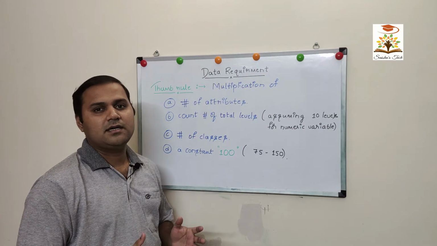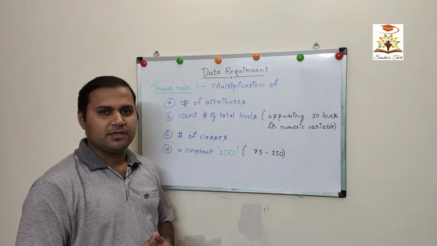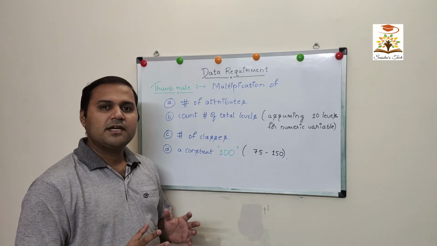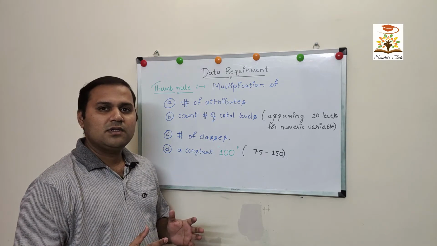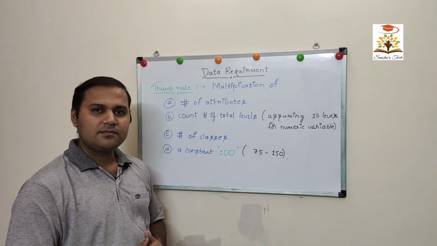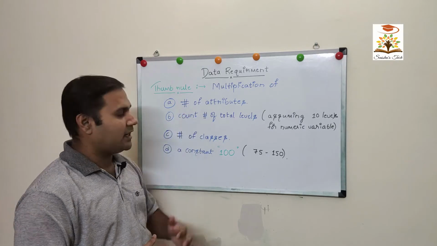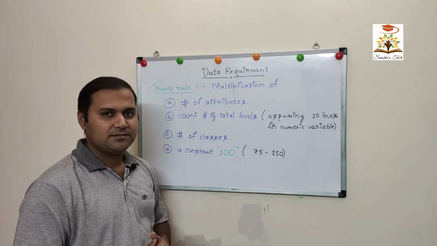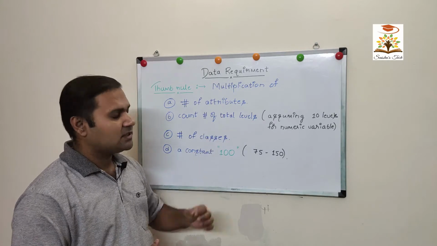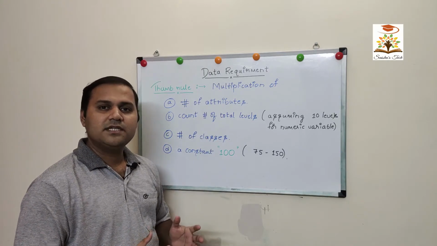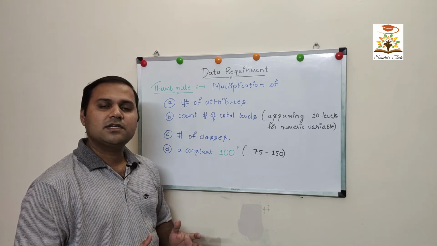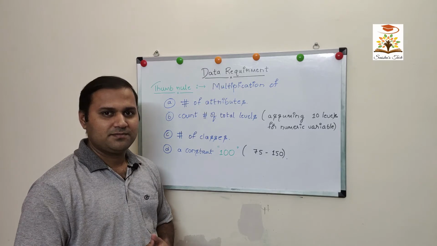We do not possess a theoretical formula for data requirement. Data requirement for building a model is given by a thumb rule. The thumb rule says that it is a multiplication of 4 factors. The first factor is the number of attributes which are present for modeling. The second factor is the count of total number of levels in the attribute, if it is a categorical attribute, and if it is a numeric attribute, we would choose a constant of 10 levels in the numeric attribute.